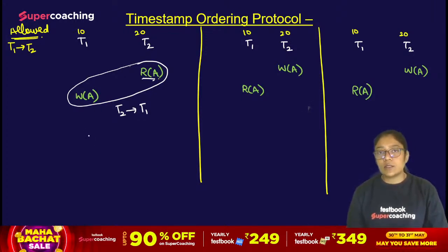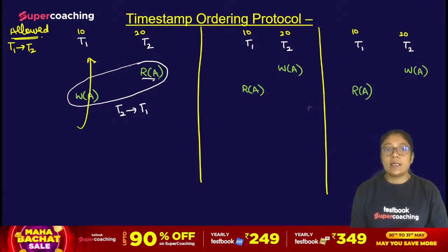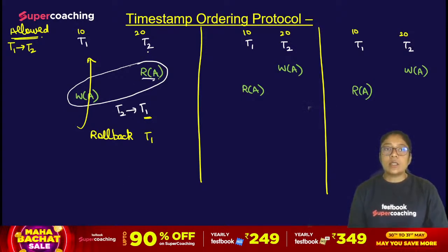So whosoever is disobeying the rule, we will simply roll back that transaction. This means that in this case, we will roll back T1 because this is creating a problem. So the solution here is to roll back T1. If this is not the scenario, if the timestamp of T2 is smaller than T1, then it is allowed to execute. Or if T1 has issued a read operation instead of the write operation, then also it will be allowed to execute.